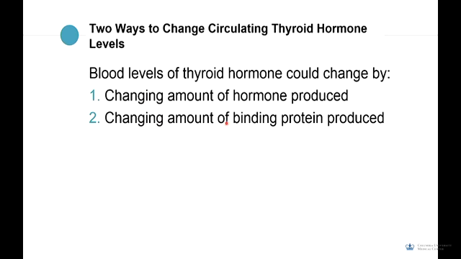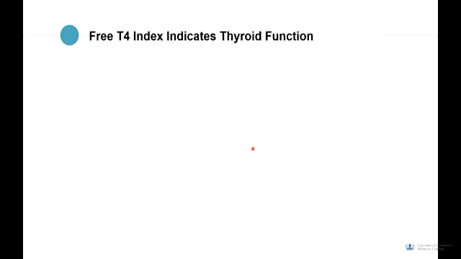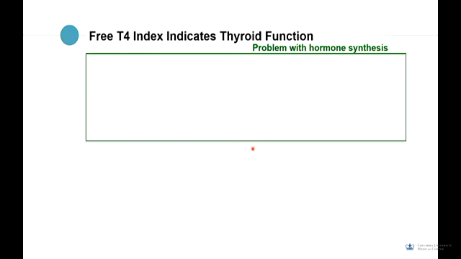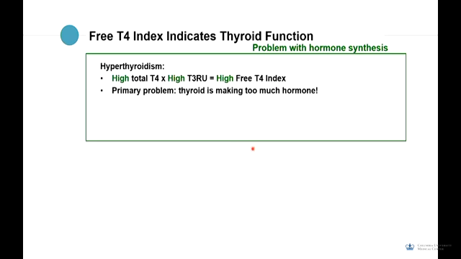So what are ways to change the amount of circulating thyroid hormone levels? You can either change the amount of hormone you're producing, or you can change the amount of binding protein that you're producing. All right, so let's go through what happens when you do one of these tests in hyperthyroidism.